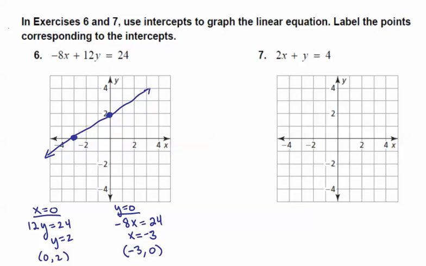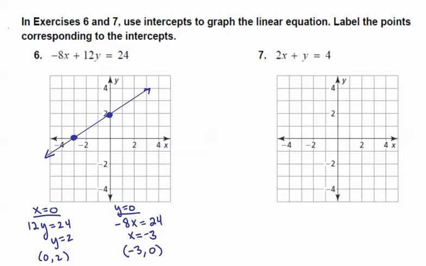And so now I have a line. I've calculated the x and y intercepts, or the y and the x intercepts. Then I've plotted those points and used those points to graph the line. Okay, so that's the first one. So let's go on to the second one.